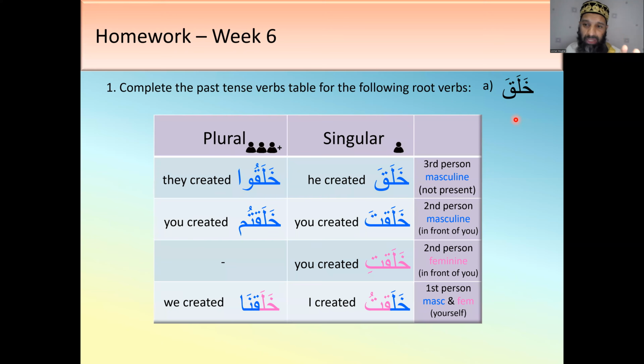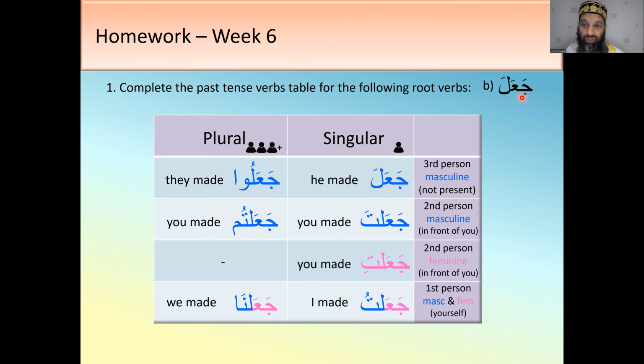You can put many root words, most root words, in the table, and you'll automatically put the endings the same, and you'll be able to make new words. The same for ja'ala. So ja'ala, ja'alu, and then masculine, ja'alta, feminine, ja'alti, all of you, ja'altum, I made, ja'altu, we made, ja'alna.